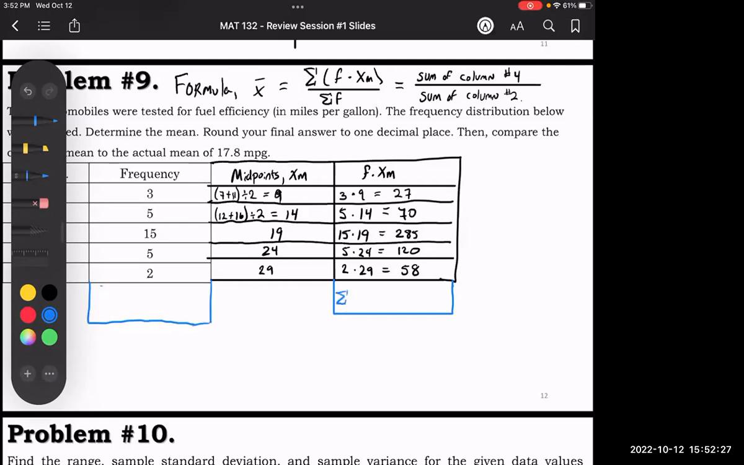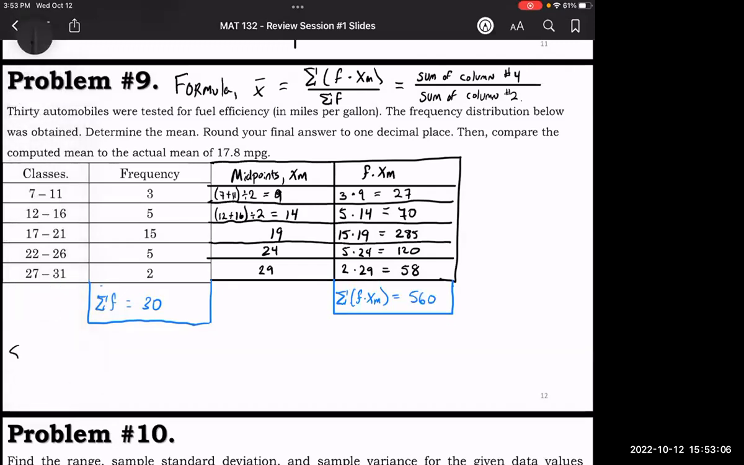So what is the sum of, let's say, column 4, f times xm? That one's just going to take us a little longer to do, but that's okay. No, that would be column 2. Column 2 is going to be 30. I asked for column 4. 560. That's okay. We got 560 over 30.